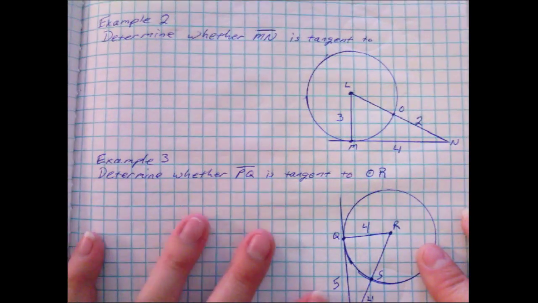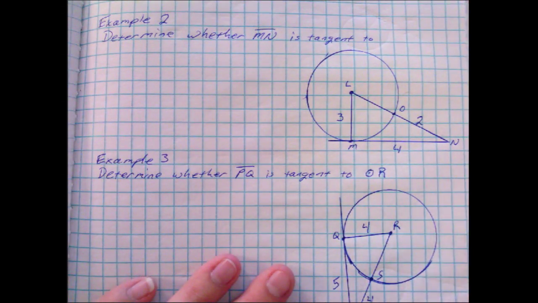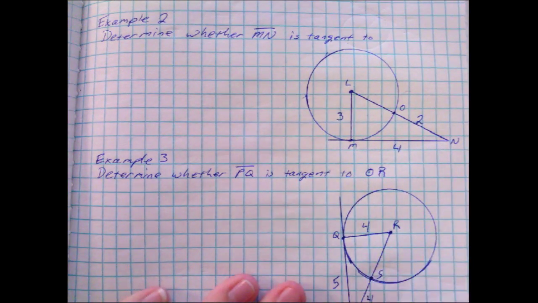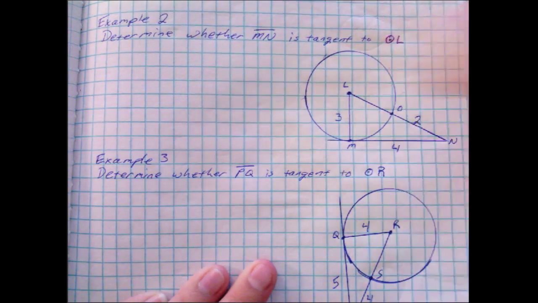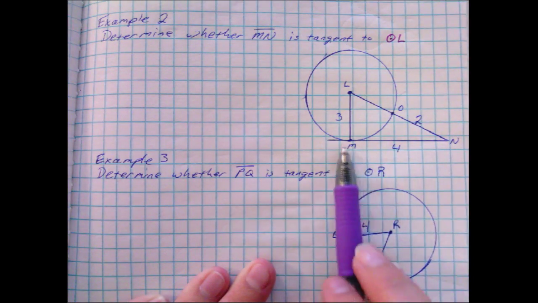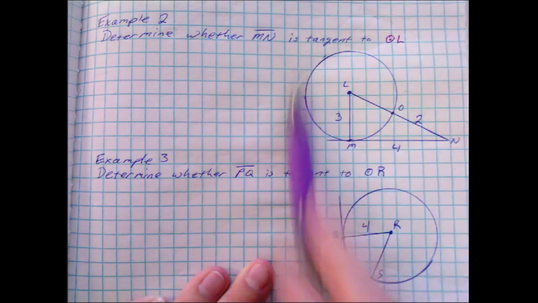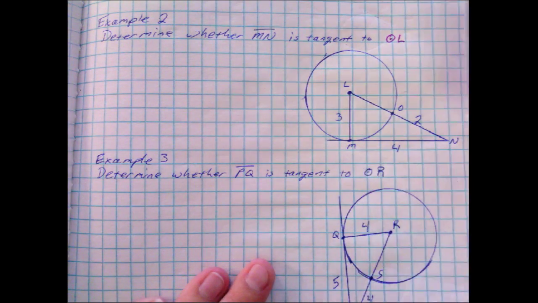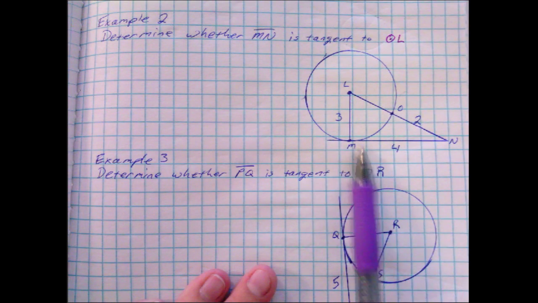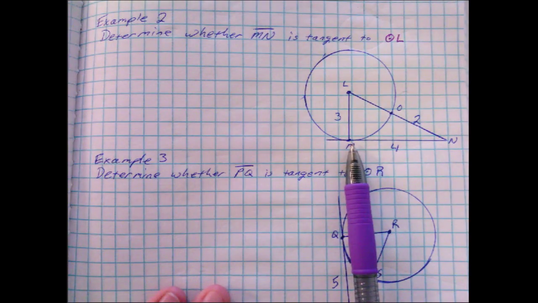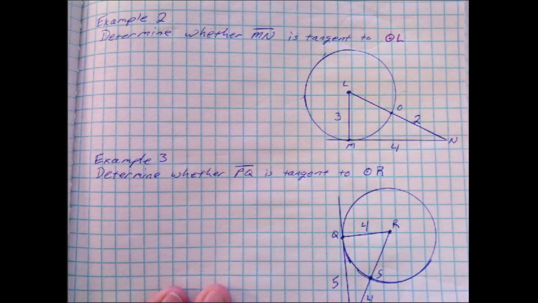Alright, let's go on and look at another one. So for this one, it says determine whether MN is tangent to circle L. Sorry, I forgot to finish that. We want to know if MN is tangent to this circle L. So how do we do that? Same way as we did before. We're going to be looking to see if this is a right triangle. We're proving using Pythagorean. If it is, then this is indeed tangent.